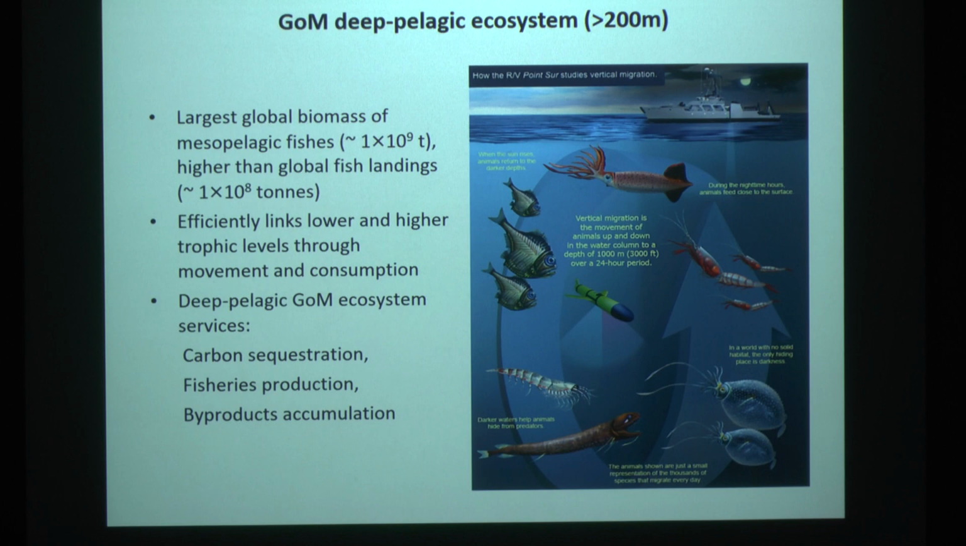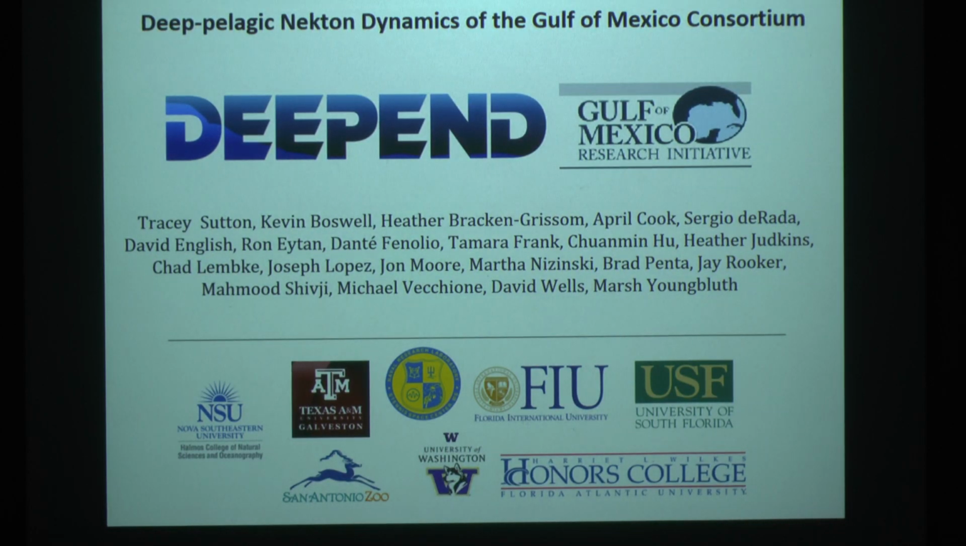So I was very lucky to be part of this amazing team. We got a grant funded since 2015 to look at the deep pelagic nekton dynamics of the Gulf of Mexico. And this is a collaboration of over 20 PIs from 8 different institutions. And the main goal was to understand the deep pelagic ecosystem of the Gulf of Mexico, not only to look at diversity, biomass, and species identification, but also to look at genetic variations and also water column dynamics, and of course chemistry.